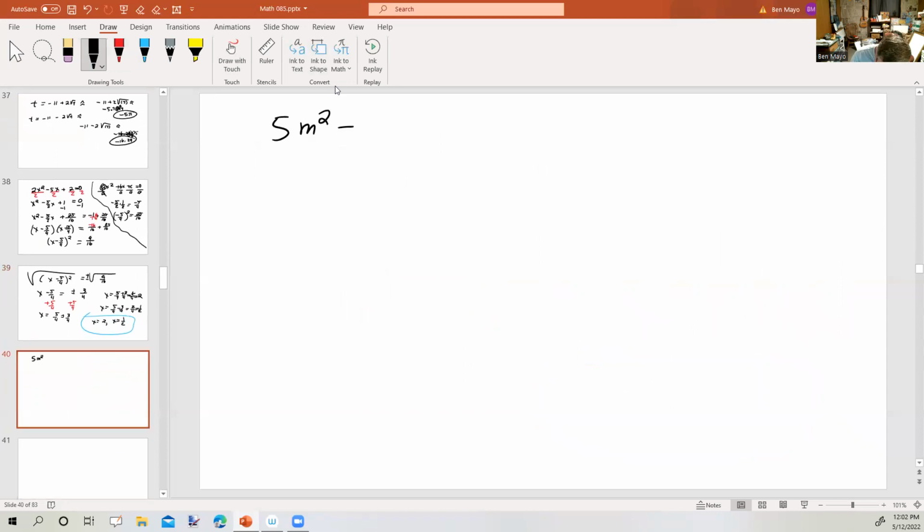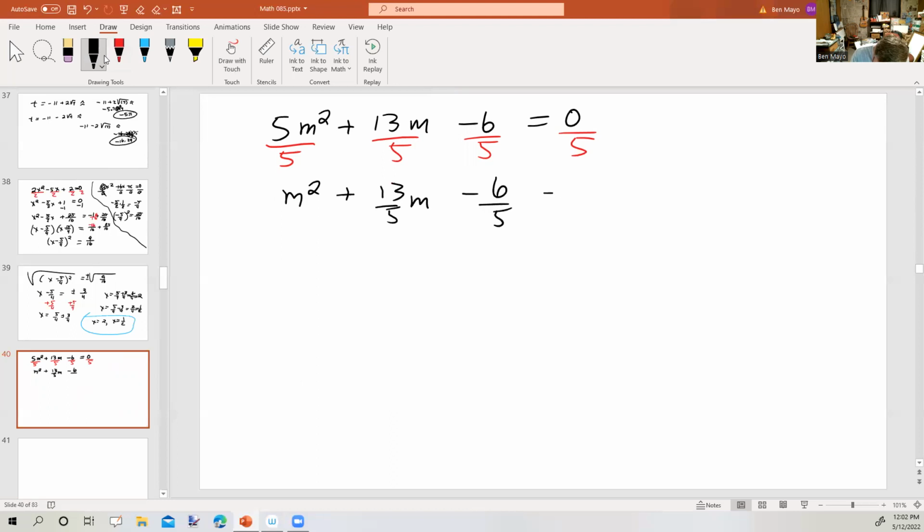5m squared plus 13m minus 6 equals 0. We don't have a leading coefficient of a 1. So the first thing we're going to do is divide everybody by the leading coefficient, so that we do have a leading coefficient of a 1. The next thing we're going to do is move the constant to the other side of the equation. So we'll add 6/5 to both sides.